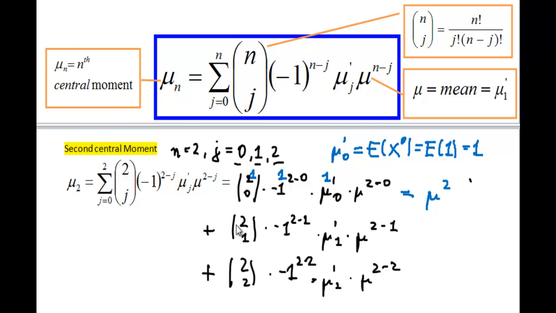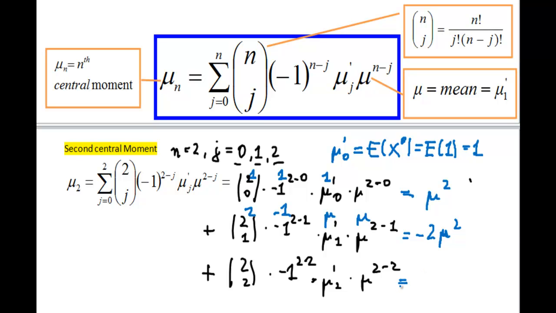How about this term here? 2 choose 1 happens to be 2. Minus 1 to the power of 1 is minus 1. Now the first raw moment is just mu, and then mu to the power of 2 minus 1 is just mu. So we've got 2 times minus 1 is minus 2, mu times mu is mu squared, so we end up with minus 2 mu squared.